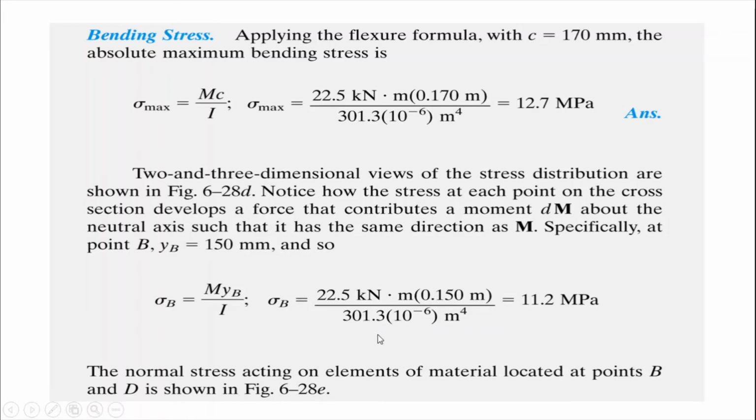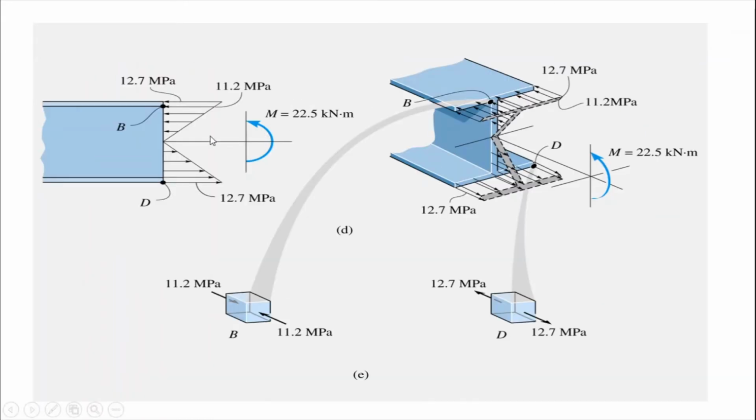The distance is given. The normal stress acting on the element of material located at points B and D is shown in the figure. Here at the bottom side, point D, the bending stress is 12.7 megapascal, whereas at point B it is 11.2 megapascal. It is a simply supported beam, so at the bottom there is tension and at the top it is compression. So 12.7 is a tensile bending stress and 11.2 is a compressive bending stress.